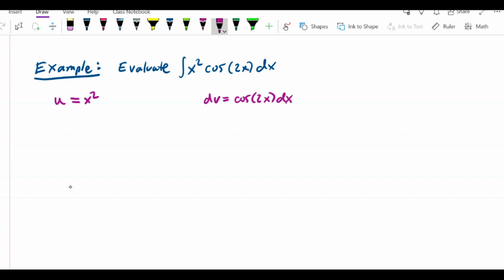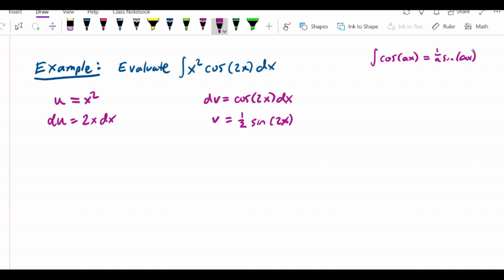All right, so let's continue with that. So du is going to equal 2x dx, and v will be 1/2 sine of 2x. You could do that by u substitution if you wanted to, but I think most of you by now may be familiar with the fact that the integral of cosine of ax is just equal to 1 over a sine ax. That's a formula that's worth remembering.